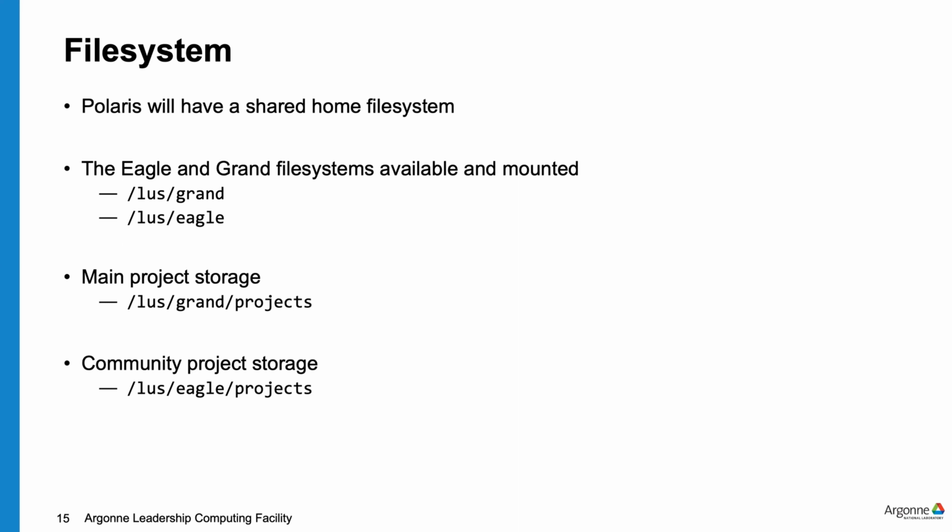So as Kevin mentioned, the file systems on Polaris: there will be a shared home file system. Right now it's a dedicated one, but when you get on, it'll be shared with the other homes. You'll also have access to the Grand and Eagle file systems, which are mounted under Lustre. You can access them under lus/eagle and lus/grand. So overall, this gives you access to your main project storage through lus/grand/projects and your community project storage through lus/eagle/projects, when you get on the system and actually want to start accessing things.